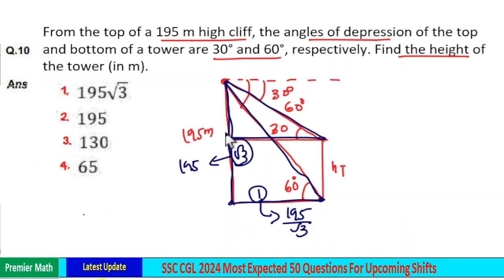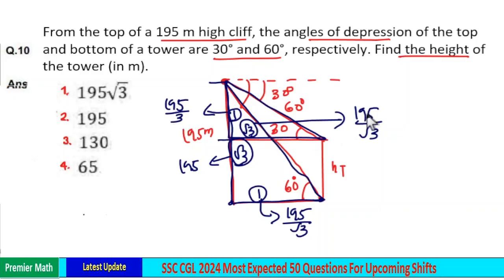Now from this smaller triangle, tan 30 is equal to opposite side by adjacent side. That is, opposite side and adjacent side are in the ratio 1 is to root 3. Now this root 3 part, we already found, is 195 by root 3. So this root 3 part is equal to 195 by root 3, which means this is one part. So this one part is equal to 195 by 3.